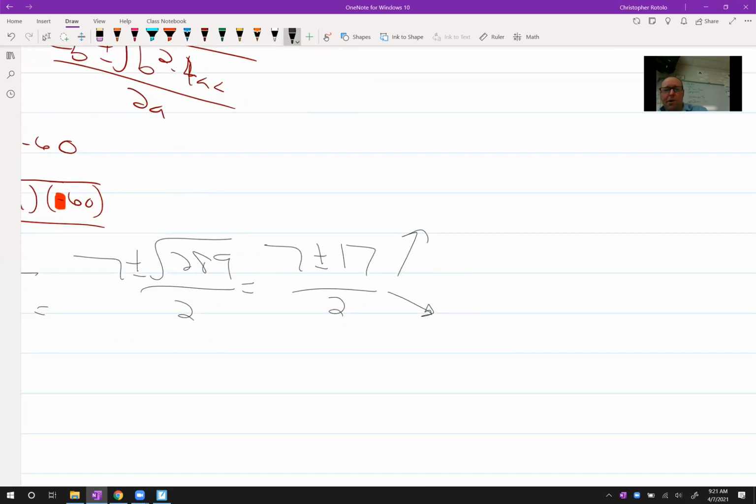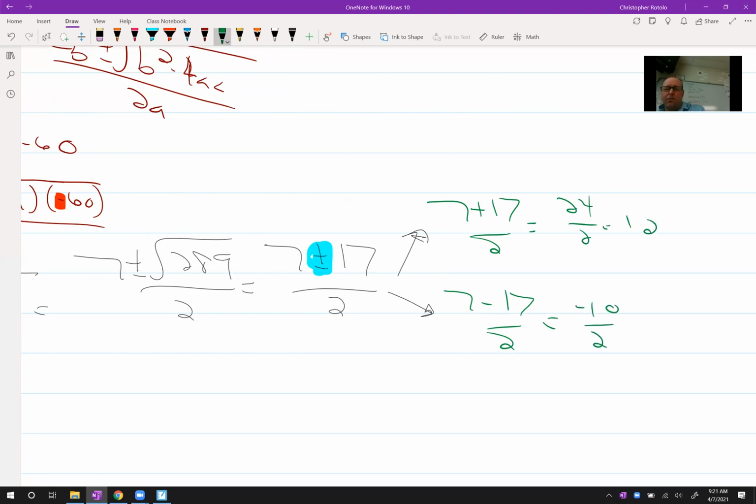Remember we had the square root method, plus or minus type of options? I have the same thing happening right here. So what I have to do is go through my two different options. 7 plus 17 over 2, 7 minus 17 over 2. So 7 plus 17, that's 24 over 2, so that's 12. And 7 minus 17, well, that's negative 10 over 2, and that's negative 5. So the factors of 60 would have been 12 and negative 5.